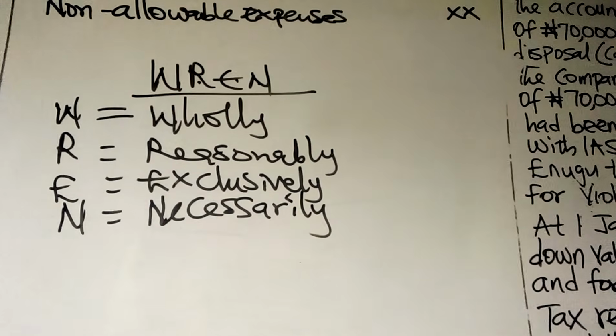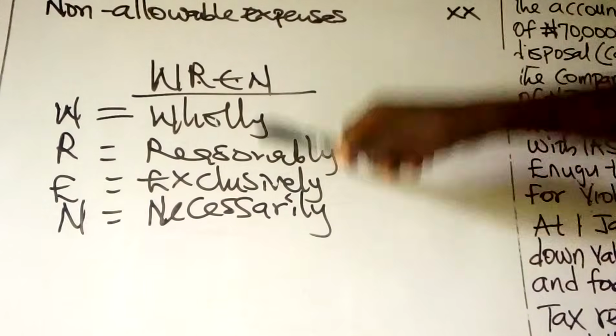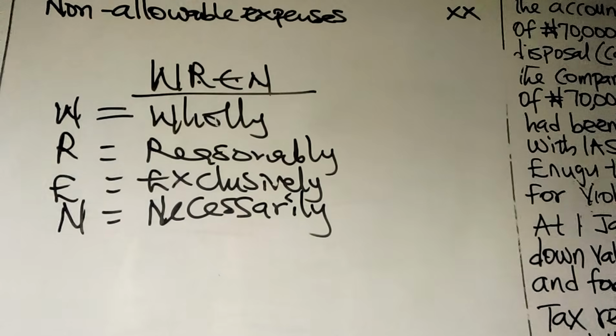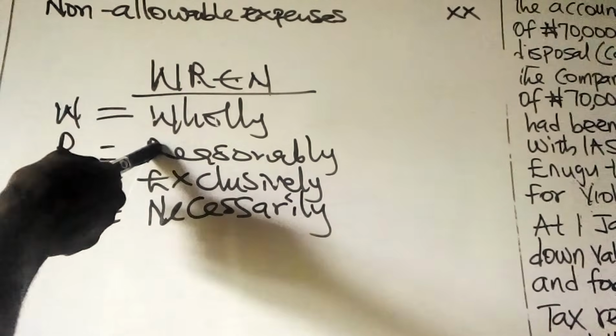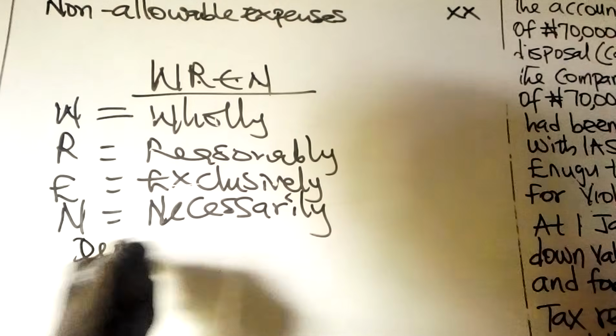For an expense to be allowed for tax deduction, those expenses must have been incurred wholly, reasonably, exclusively, and necessarily for the purpose of generating revenue. Any expenses that are not wholly, reasonably, exclusively, and necessarily incurred for the purpose of generating revenue are not allowable for tax purpose. An example of non-allowable expenses is the accounting depreciation.